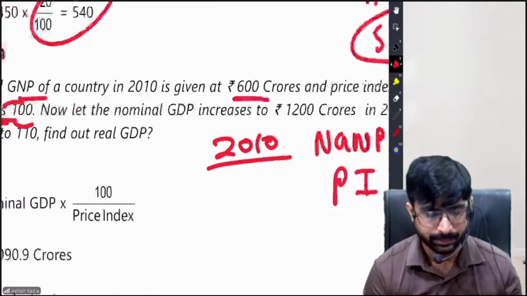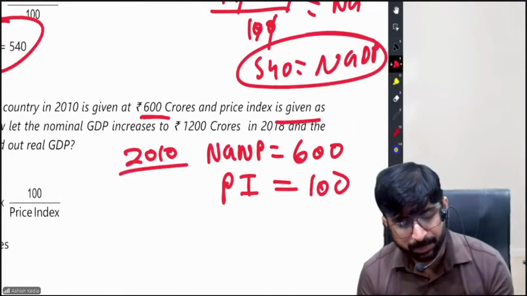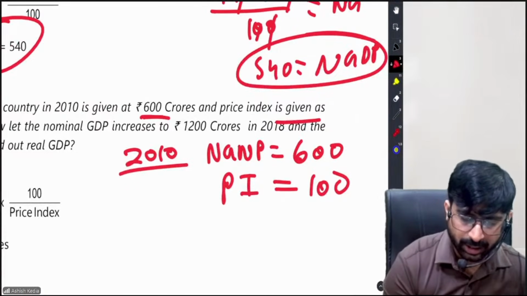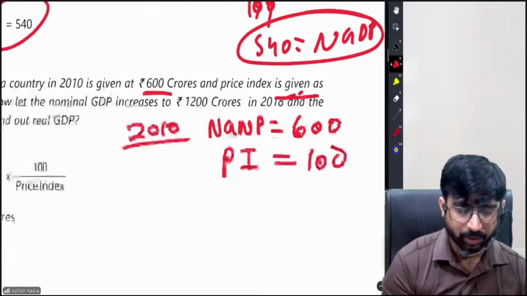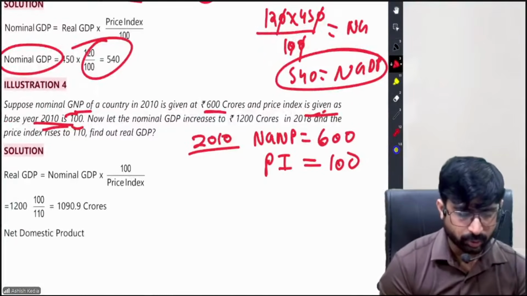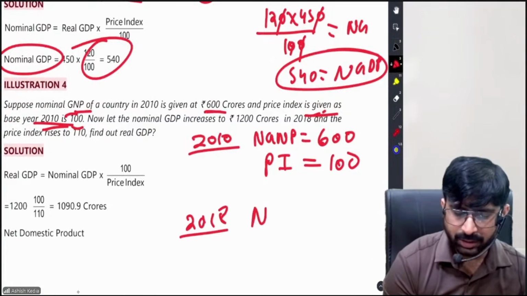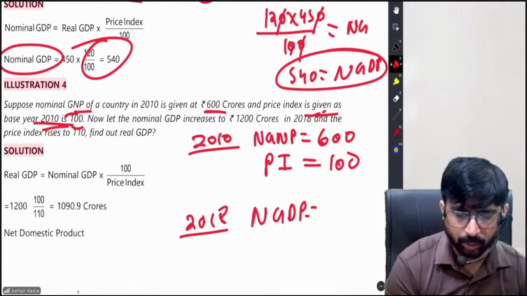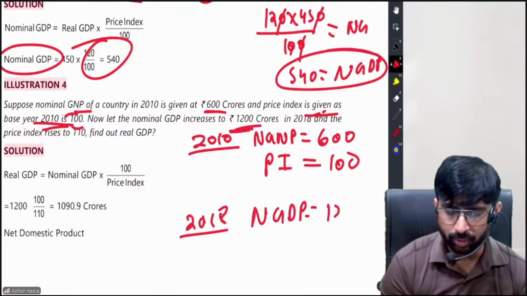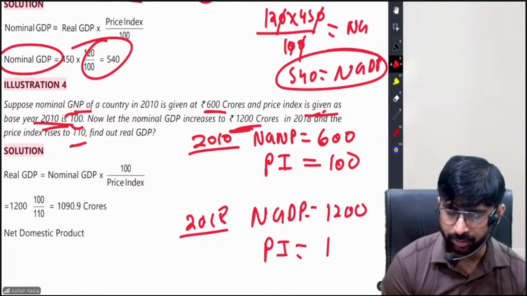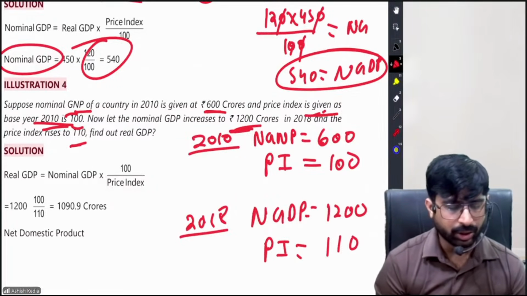Now let the GDP increase to 1200 in 2018. So in 2018 the nominal GDP is 1200 crores, and price index is now 110. Find out real GDP.